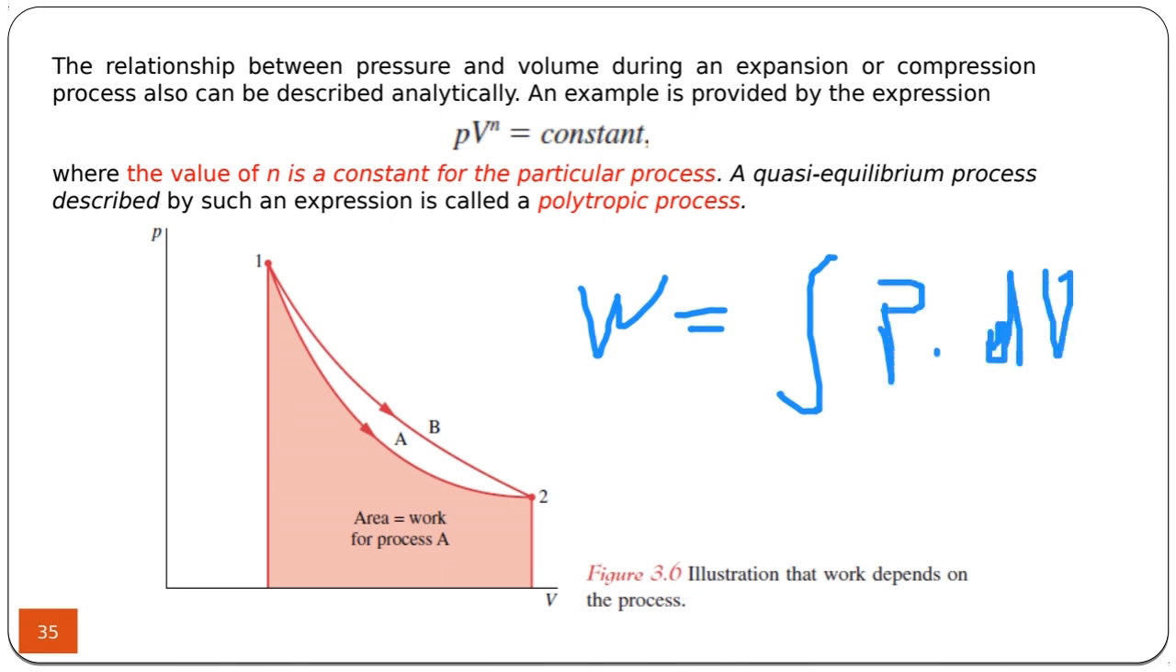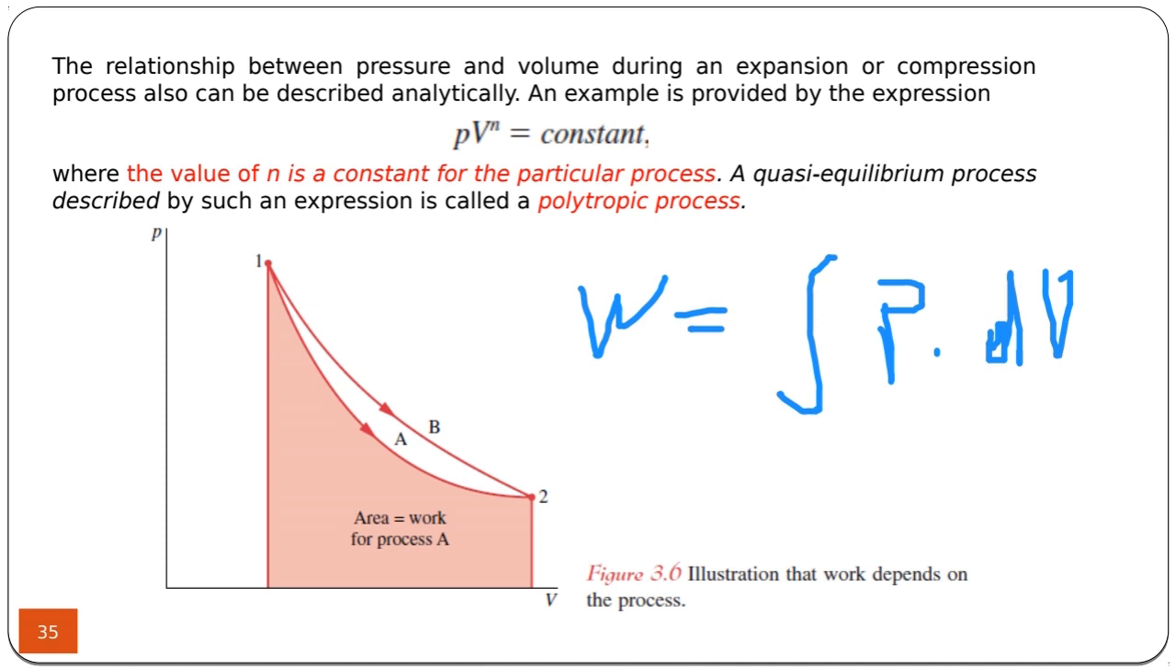So whichever process you choose, the area will be different. Depending on the process you choose, there is going to be a different calculation of this integral. And this integral is the work, which is mathematically the area under the curve.